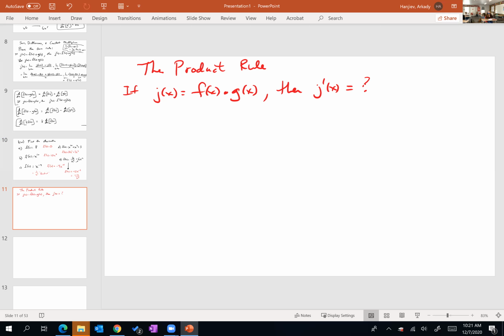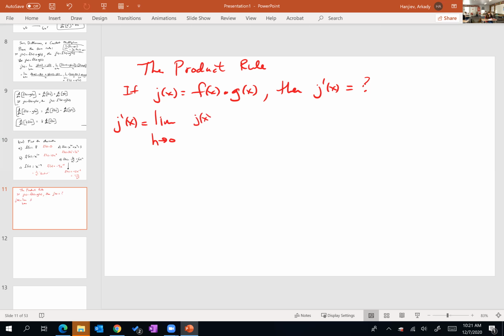Okay, putting your thinking caps on, let's go. So if j of x is equal to all that, the derivative is going to be, and let's go through this together. We might get stuck together and hopefully we get unstuck together.